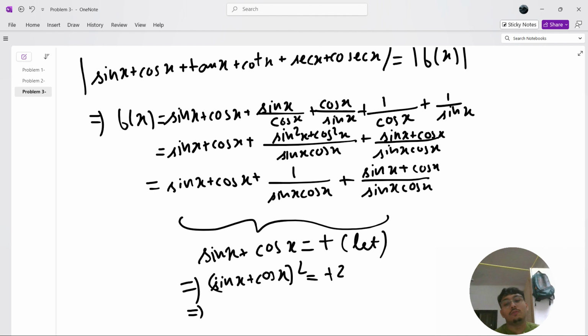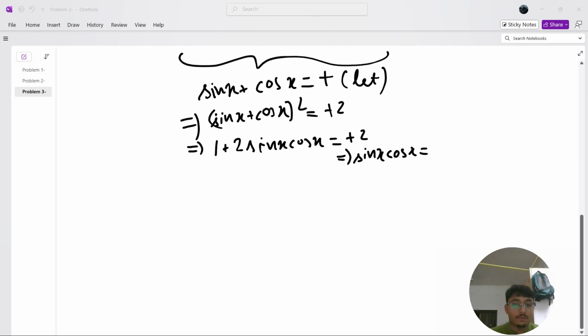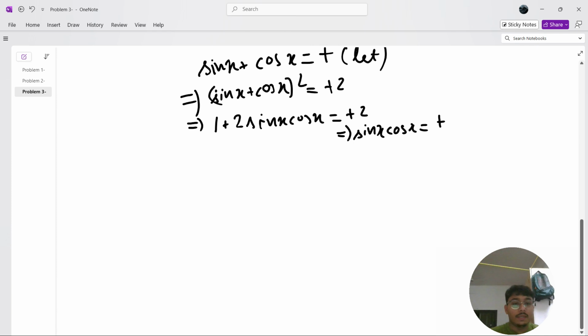So sin x plus cos x whole square is sin square x plus cos square x plus 2 sin x cos x, and sin square x plus cos square x, as we know from trigonometric identities, is 1. So this is 1 plus 2 sin x cos x equals t square. Separating sin x cos x, sin x cos x is equal to t square minus 1 by 2.